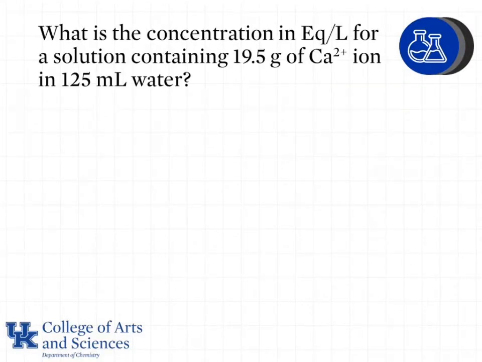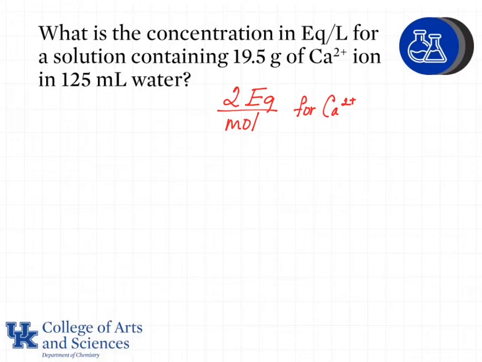What is the concentration in equivalents per liter for a solution containing 19.5 grams of calcium 2+ ion in 125 milliliters of water? We're looking for units of equivalents per liter. We see that we have milliliters, which can be converted to liters, so we need to find the value for equivalents. Calcium has the relationship of 2 equivalents per mole for the calcium 2+ ion.